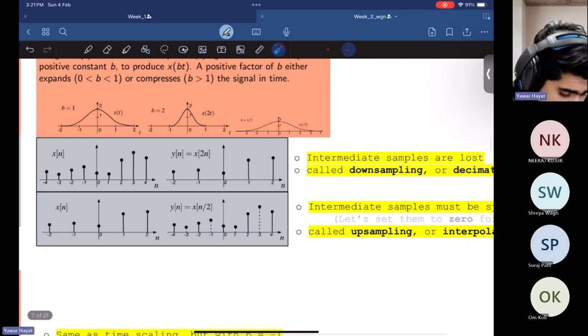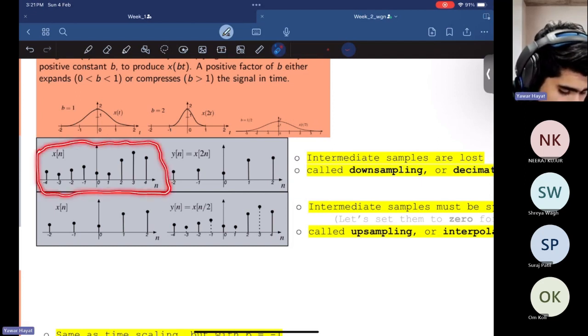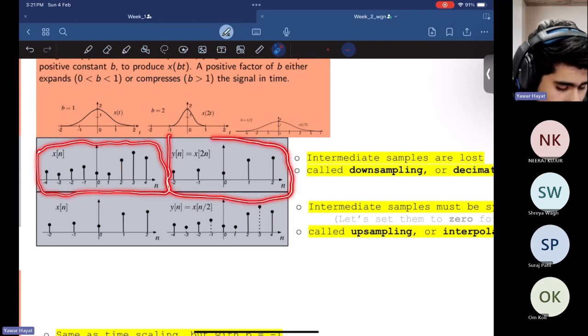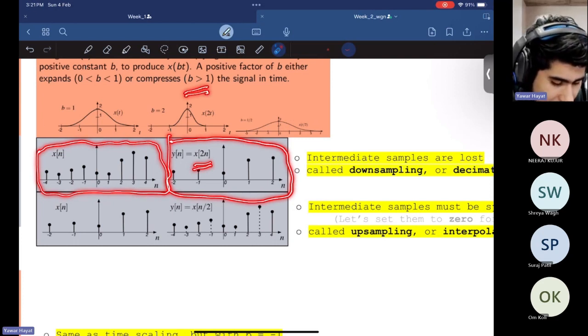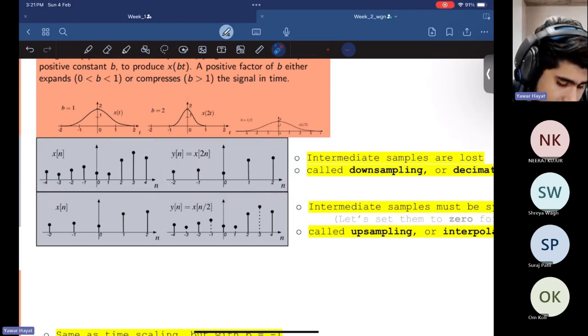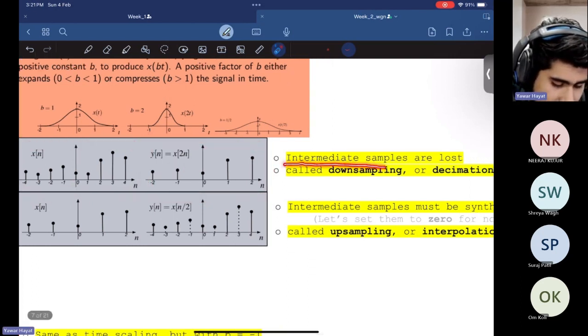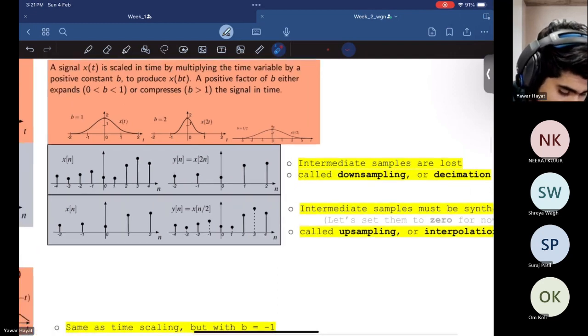Now, a likewise analogous scenario can be seen in discrete time signals, where if x of n is given by this sequence, our x of 2n would be given by this signal. Now this x of 2n is the case b greater than 1, right? And for that case, we know that the signal compresses, so our intermediate samples are lost.